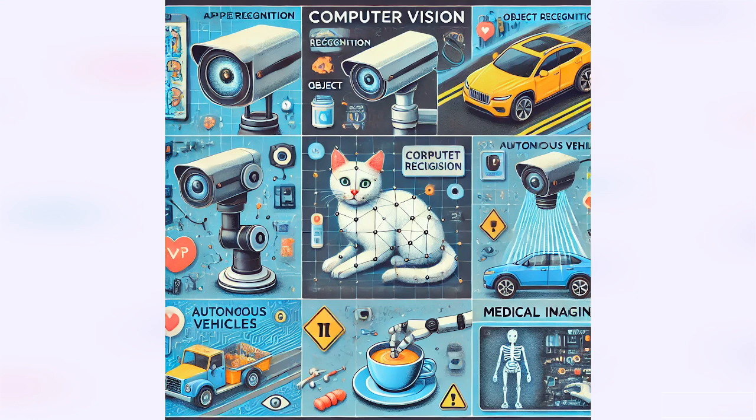Here you can see this picture. It is another illustration showcasing key applications of computer vision using digital cameras. It highlights areas like object recognition, autonomous vehicles, medical imaging, and robotics, making it easier to explain their real world impact visually. Let's move to the next page.